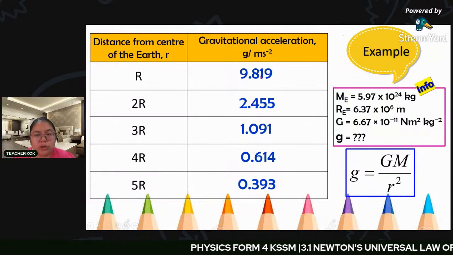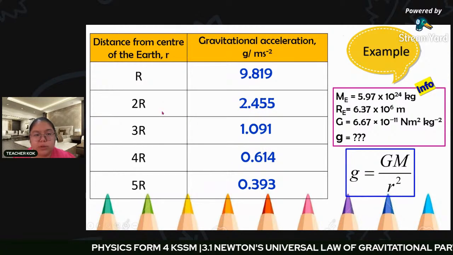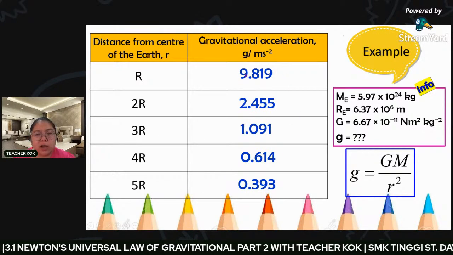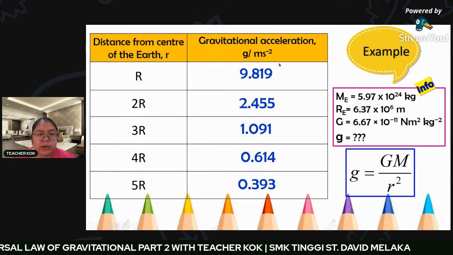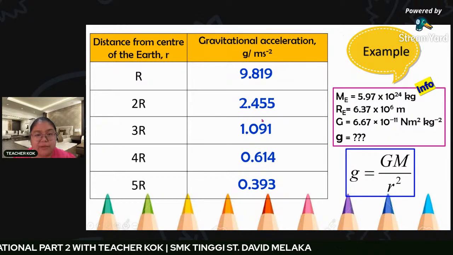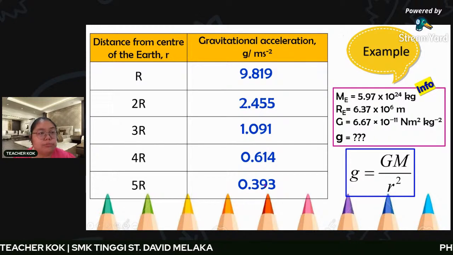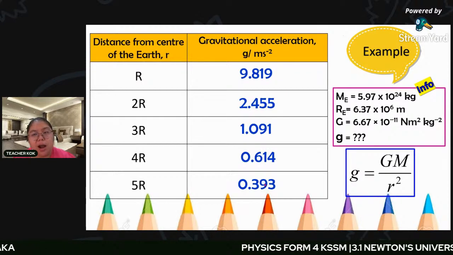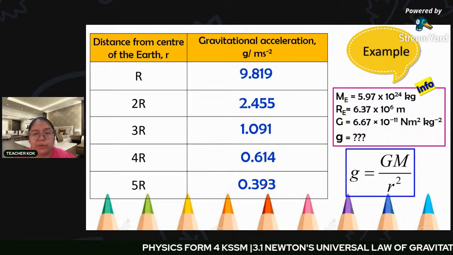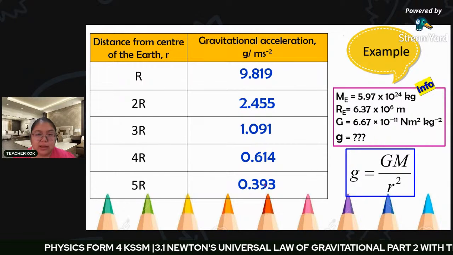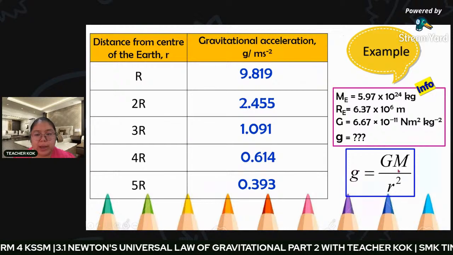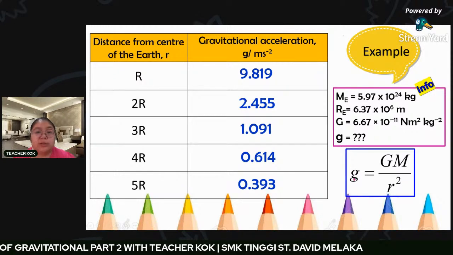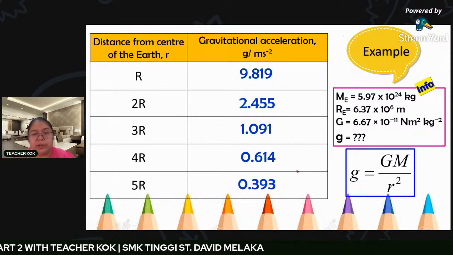You can see it continues. Go and see the readings when using 2R, 3R, 4R, and 5R. What can you conclude from here? When the distance is further, you see the gravitational acceleration will drop. They continue to drop. So that means we proved that when R square is bigger, the gravitational acceleration will drop. So from here, G and R square are inversely proportional. This just proves that as the distance keeps increasing, G decreases.